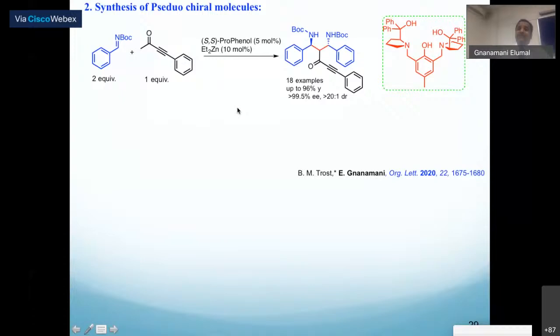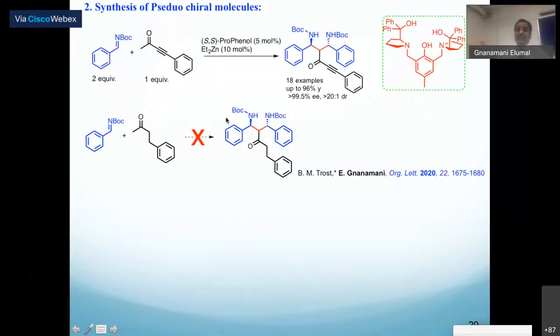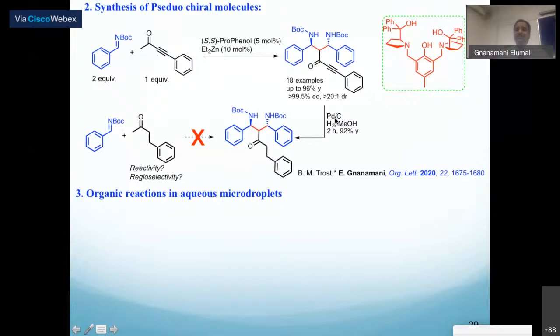If you think to make this type of molecule in the routine way, if we don't have ionone, if it is a saturated system, we have tried similar conditions, and we are not able to make this type of product due to the higher pKa of these ketones. So it also solved the reactivity and regioselectivity issues. By just doing hydrogenation conditions, we can make the saturated system.